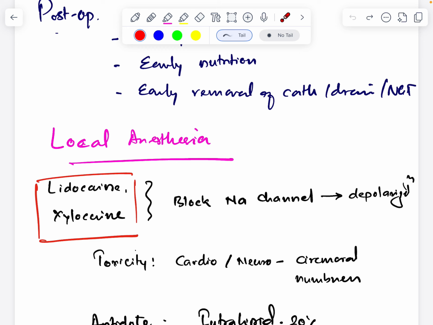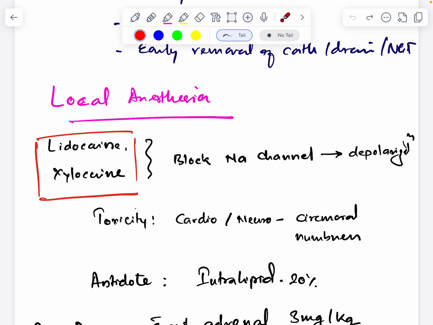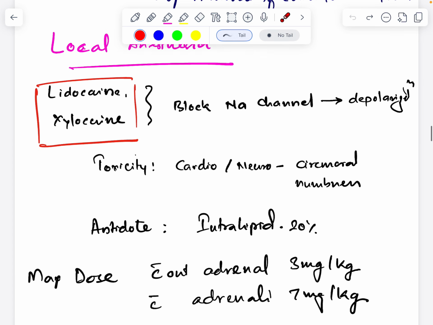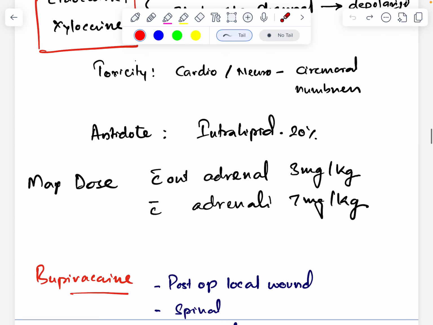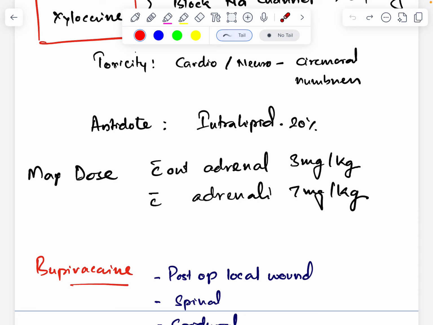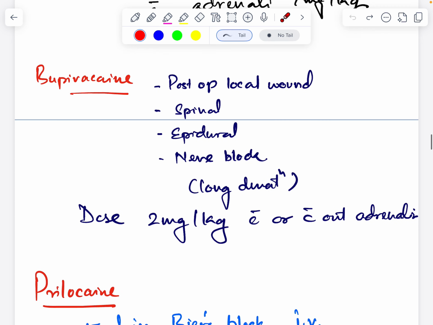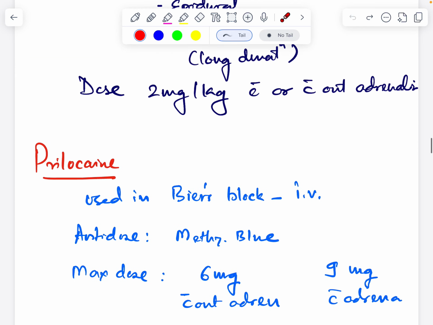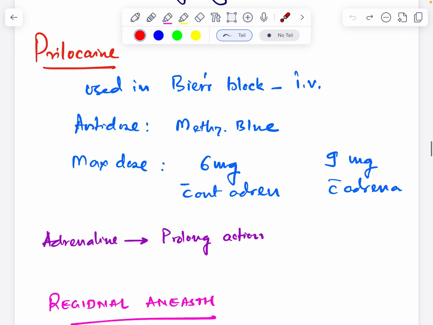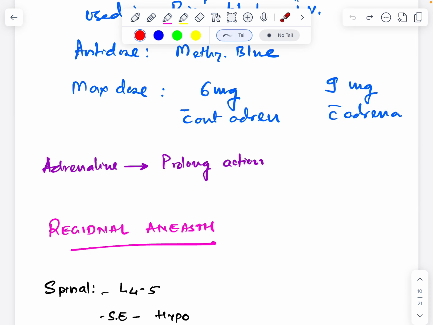Local anesthesia. Lignocaine blocks the sodium channel, which prevents depolarization. Toxicity: first to come is cardio, neuro, circumoral numbness. Antidote is intralipid. Maximum dose is calculated: without adrenaline 3 mg per kg, with adrenaline 7 mg. Bupivacaine for local wound, spinal, epidural, nerve blocks, long duration, 2 mg per kg is the maximum dose with or without adrenaline. Prilocaine for Bier's block. Antidote methylene blue, maximum dose 6 mg without adrenaline and 9 mg with adrenaline. So adrenaline prolongs the action.